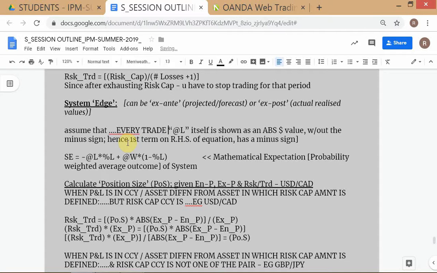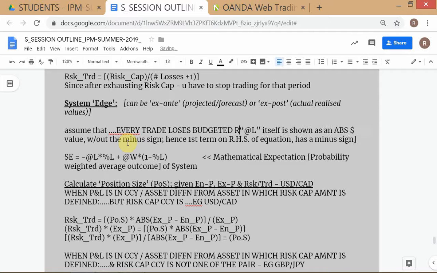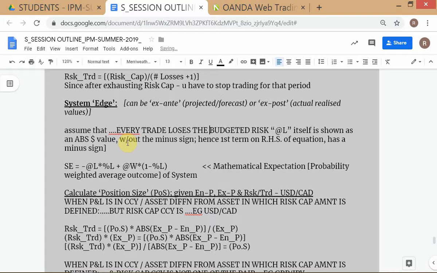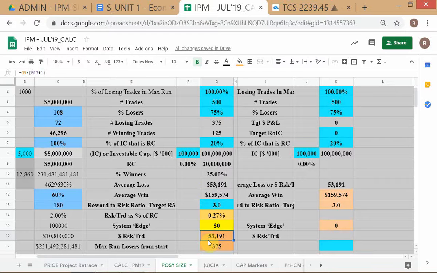Every trade loses budgeted risk. So we say that every trade loses the budgeted risk. You understand what I mean by this? That every time you have a loss, this will actually not be true in real life because sometimes you'll be able to move the stop a little bit, you may not lose the budgeted risk, but we have to make some simplifying assumptions. So when I say every trade loses the budgeted risk, it means the budgeted risk is 53,000 roughly. So 53K, every time you have a losing trade, it will lose this amount of 53K. This is clear? It will lose the full amount of 53K.